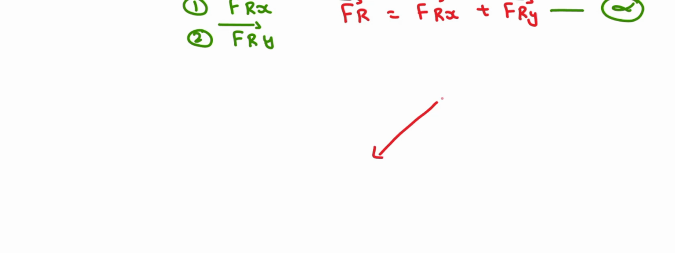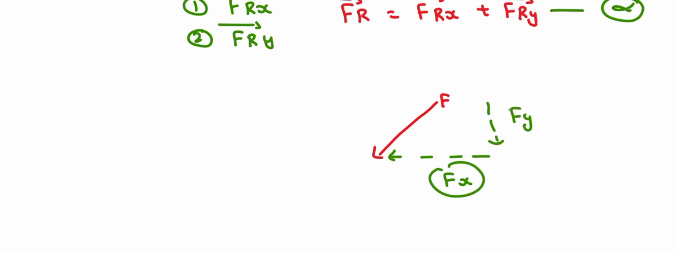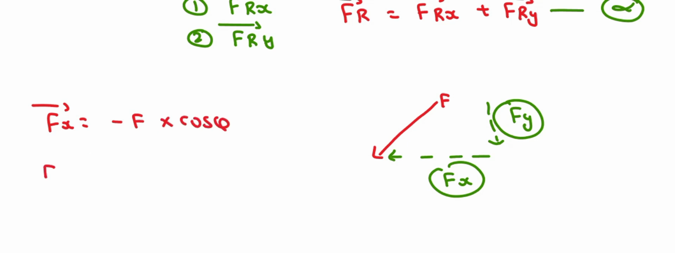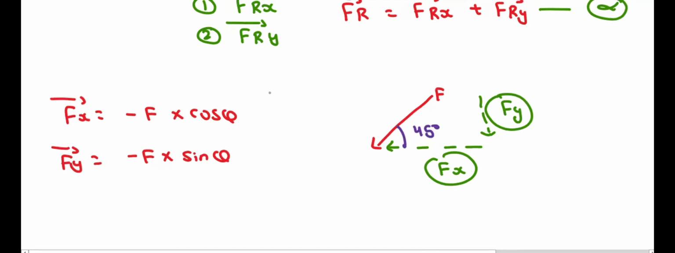So let's resolve these forces into their components. This is our force F. This is the horizontal component of force F, and this is the vertical component of force F. The horizontal and vertical components both lie in the negative direction. So Fx is equal to negative F cos theta, and similarly Fy is equal to negative F sine theta. The negative sign is because of the direction of Fx and Fy. So it becomes negative F cos 45 degrees i.